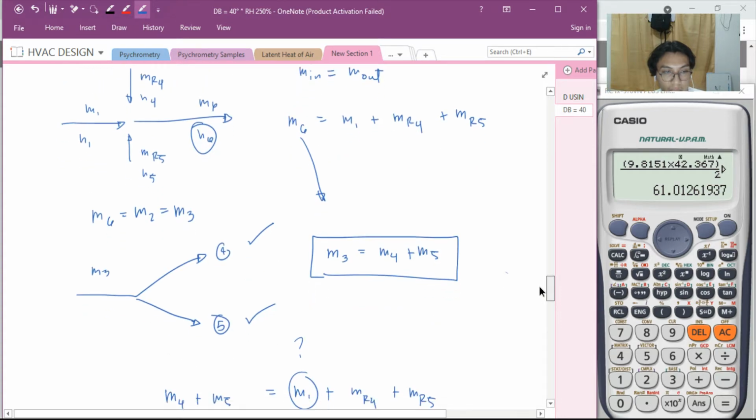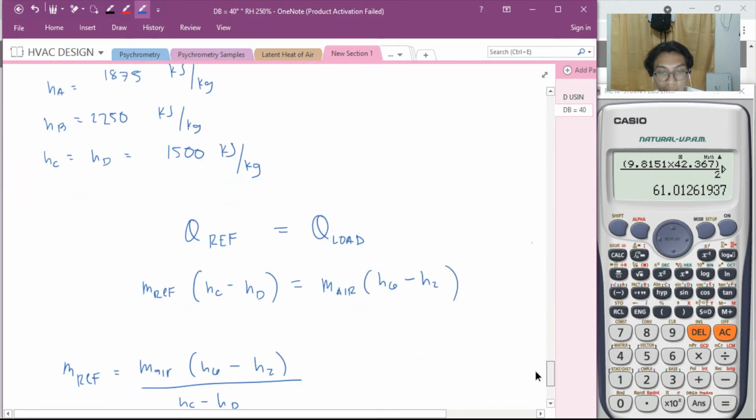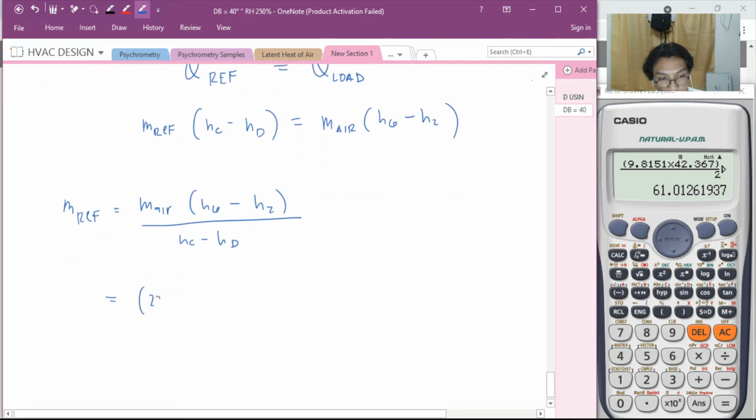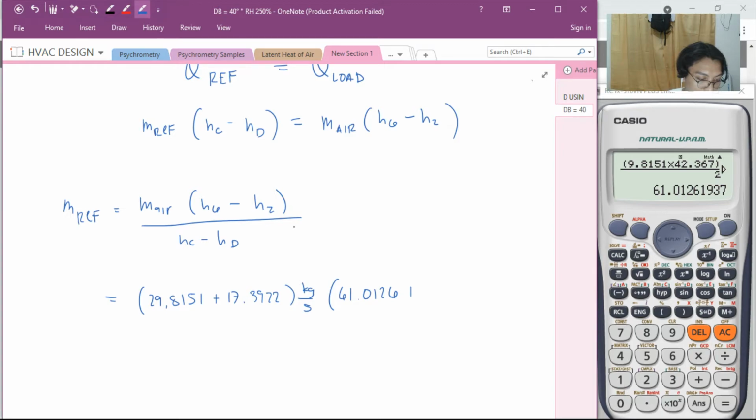M6. Asa si M6? M2, M3, ayun, 24, bali, total na lang natin. 29.8151 plus 17.3922 kilogram in every second. Tapos H6. Na-solve natin. That is 61.0126 plus. Hindi pala plus. Dapat yan minus. Okay. Control Z. Minus. H2.